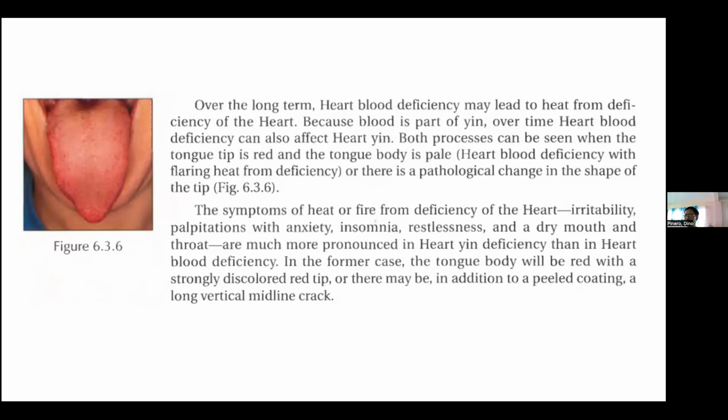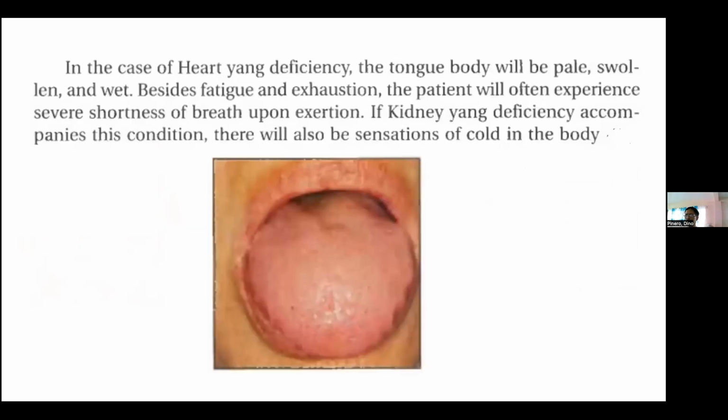The symptoms of heat or fire from deficiency of the heart, irritability, palpitation with anxiety, insomnia, restlessness, and a dry mouth and throat are more pronounced in heart yin deficiency than in heart blood deficiency. In the former case, the tongue body will be red with a strongly discolored red tip. There may be, in addition, a peeled coating and a long vertical midline crack. Okay? In the case of heart yang deficiency, the tongue body will be pale, swollen, and wet.